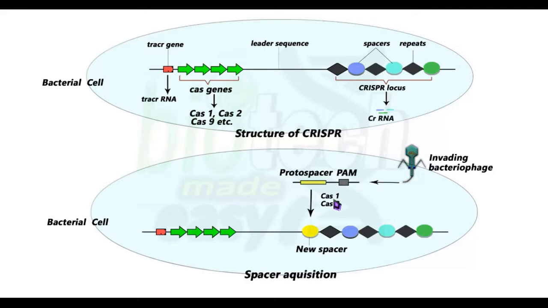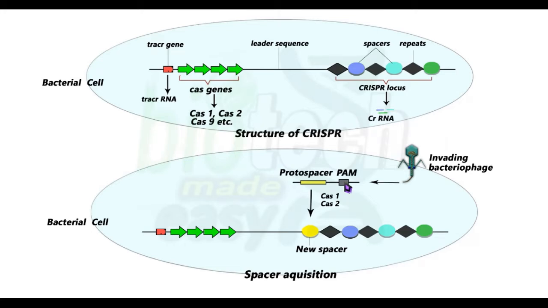And Cas1 and Cas2, these are the two enzymes or two proteins which recognize the invading DNA. This is the invading DNA, this is the invading bacteriophage. So Cas1 and Cas2, they recognize this invading DNA and they form a complex. They form a complex which is required for this insertion process. And spacer acquisition is PAM dependent. So PAM should be there in this nucleotide sequence.